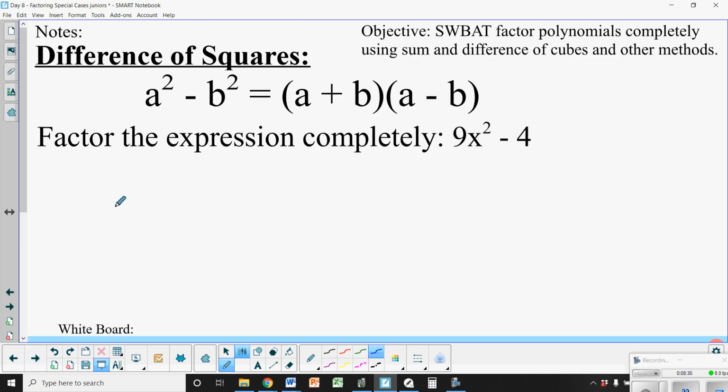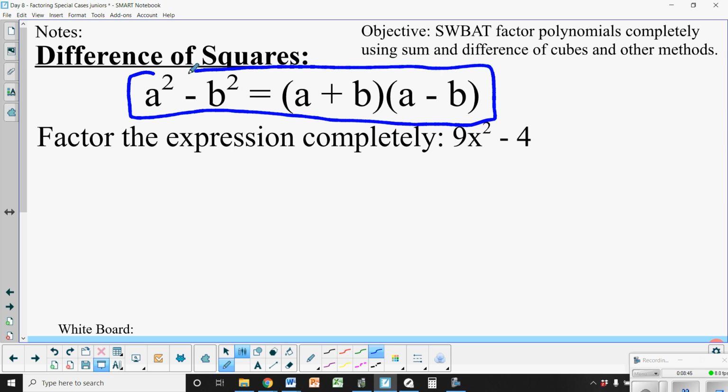So difference of squares, notice that I wrote it backwards. So rewrite it this way, because now we're going to look for when it's a squared minus b squared, what we're going to do is we're going to write it as a plus b times a minus b. So if we have 9x squared minus 4, at first look, this may not look like two squares, but 9x squared is the same as 3x times 3x, or 3x squared.